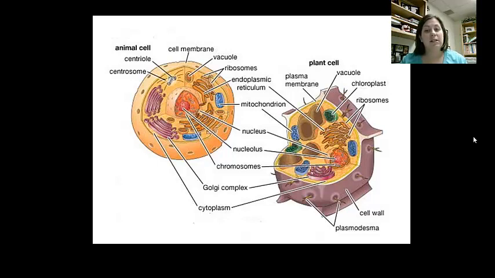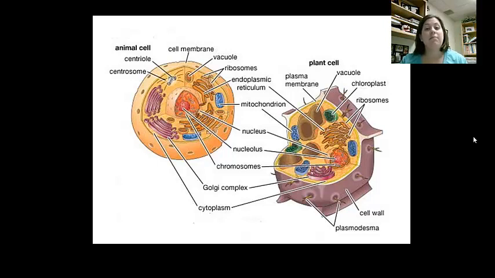You know where the nucleus is. The nucleolus, guys, remember, is on the inside of the nucleus. The Golgi complex looks like the stack of pancakes. The rough ER and the smooth ER, the difference is the rough ER has the ribosomes on them. So pick out those differences.